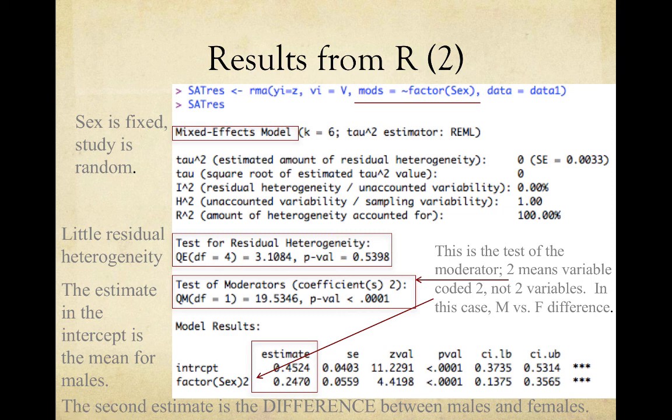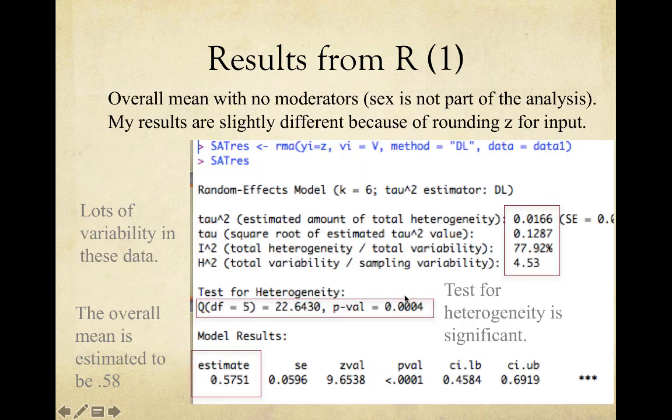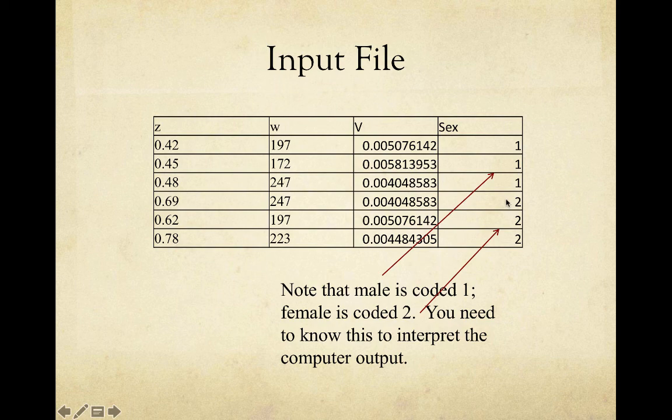The test for residual heterogeneity is not significant. I'm not sure that I want to pay attention to that. I think I might not. But never mind that for now. Okay, so what we want to know is, here's the test for the moderator. It says coefficients 2, so this thing is the thing coded, not 2 variables. So tested this.